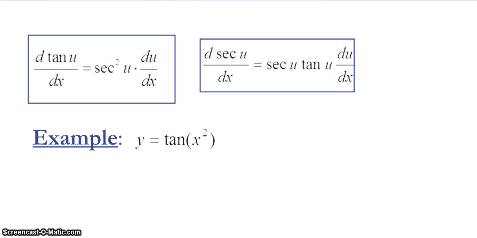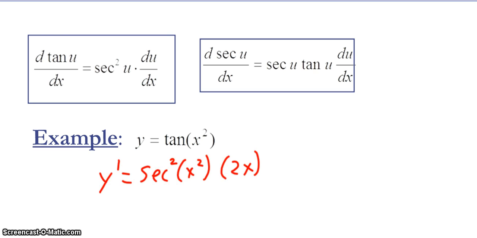So we want to know these derivatives. The chain rule, again, also applies to these. d dx of tangent of u is secant squared of u times du dx. d dx secant of u is secant u tangent u times du dx. So I want you to use that and find y prime when you have y equals tangent of the quantity x squared. Pause the video, unpause when you're ready to check your work. There's really not a ton of work. We should end up with secant squared of x squared times the quantity 2x.